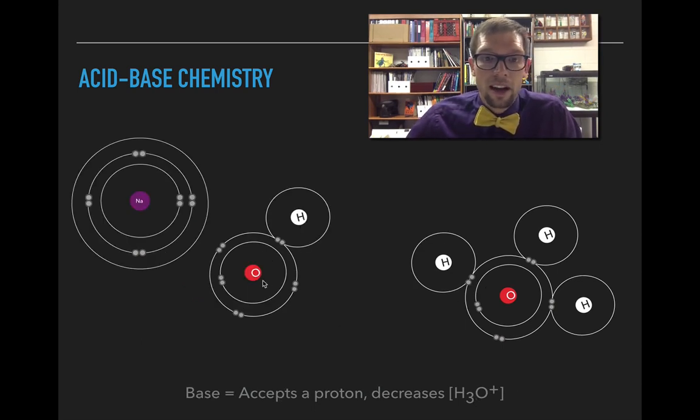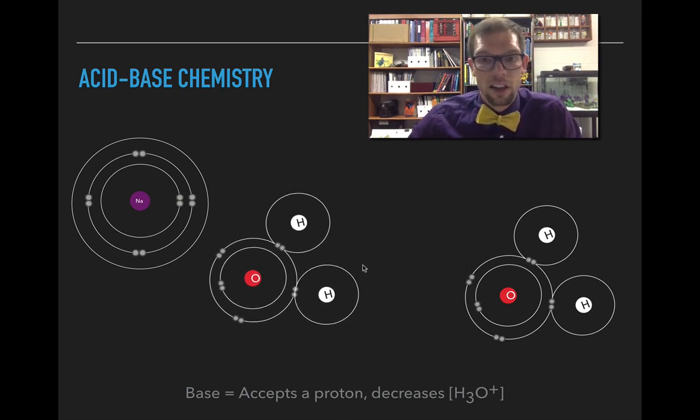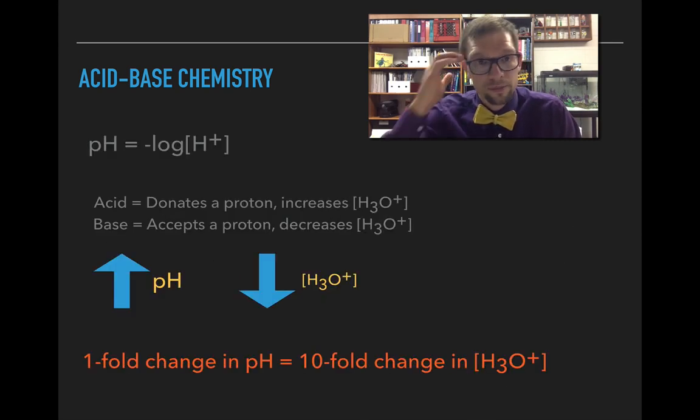A base, on the other hand, such as sodium hydroxide, if you put this into solution, there's going to be a number of these. And remember how with chemical reactions, if you increase the hydroxide ions, you're going to drive the formation of this. So you take that proton from it, and now you have a water molecule. So this is essentially going to decrease the concentration of hydronium ions.